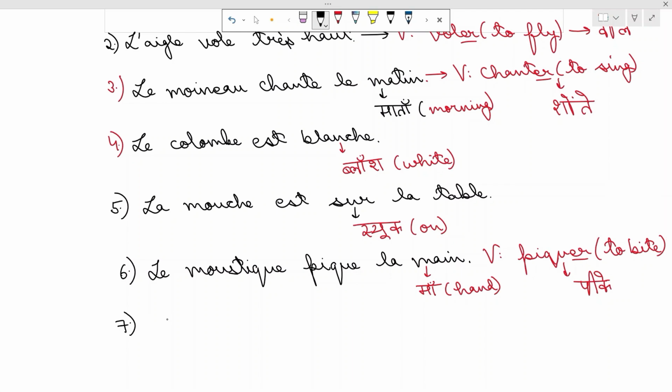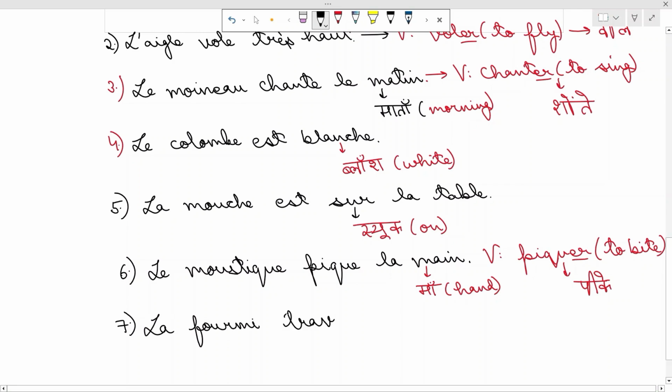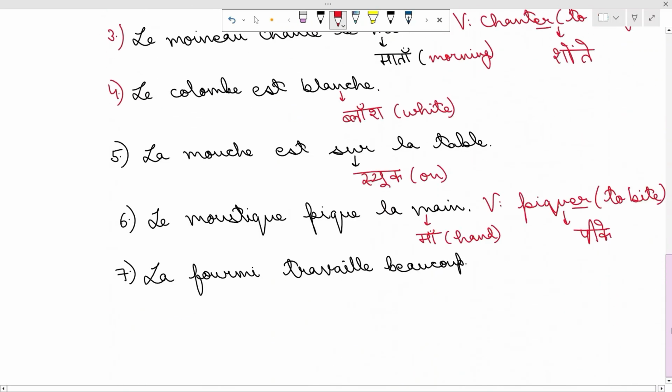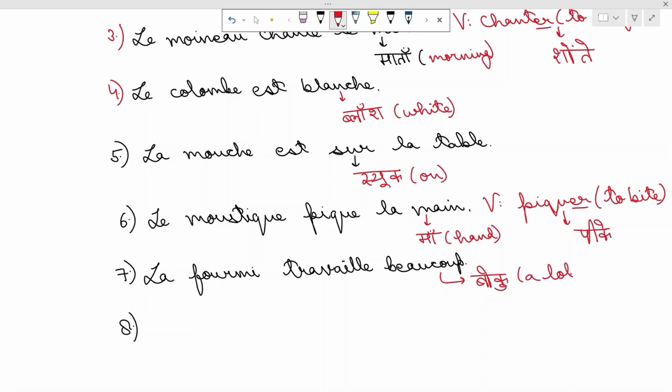Seventh sentence. La fourmi travaille beaucoup. The ant works a lot. This is pronounced as beaucoup. This means a lot of or a lot.